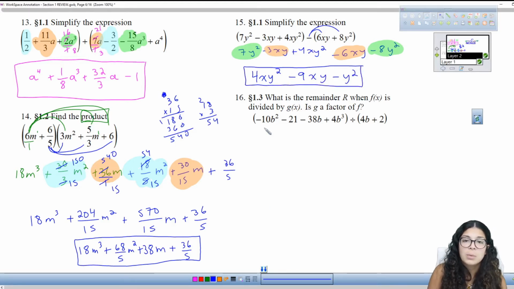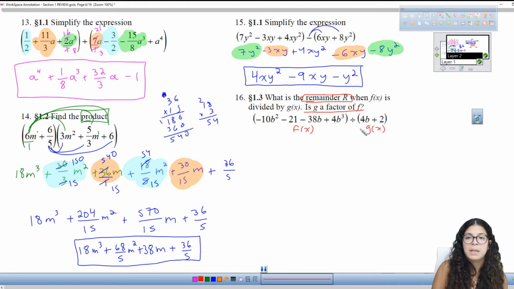Okay. So moving on to number 16, we are dividing here, and they are asking us what is the remainder. So notice that the question is not divide, and then what is the result? The question is what is the remainder? And then is g a factor of f? Okay. So f of x is divided by g of x, so this is f of x, and this is g of x, because f of x is being divided by g of x.